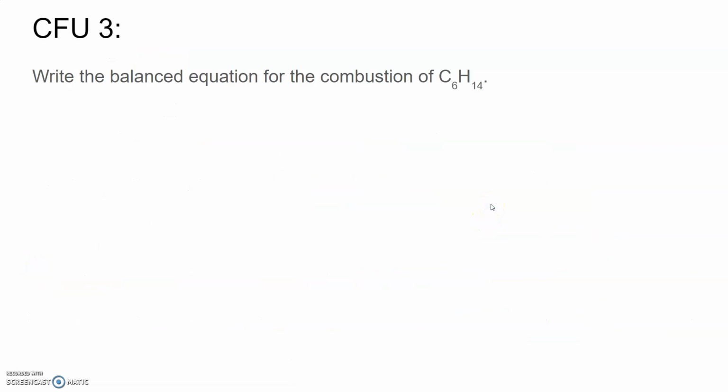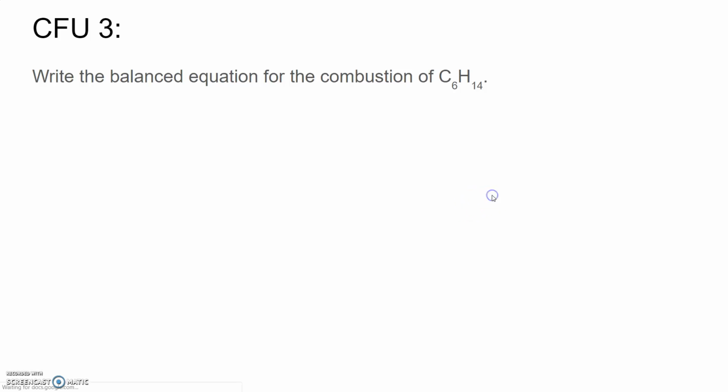Okay, now for CFU3, I'm going to ask you to write the equation for the combustion of C6H14. So if you're not sure how to handle this, in about 3 seconds, you're going to get a basic hint to get you started. If you do know how to handle this, go ahead and pause the video, and when you press play again, the answer will be revealed.